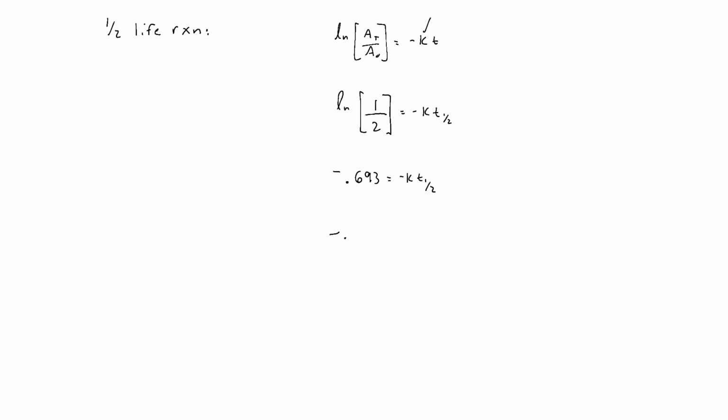So you get negative 0.693 equals negative 0.00693, that was from the previous page, times t 1/2. If you do the math here, you divide by 0.00693, and you get 100. So the half-life here is 100 seconds. And that's it. Half-life is very easy to do for first-order kinetics.